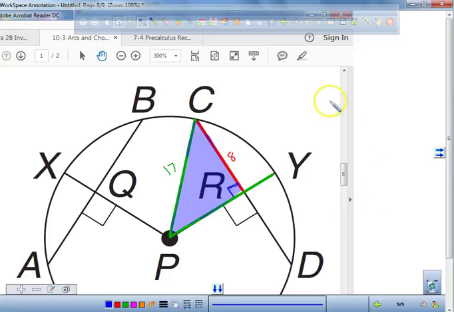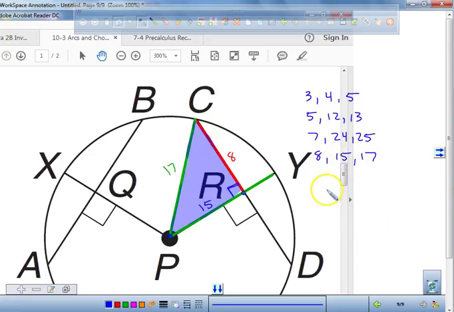Okay? Now, by the way, we didn't have to use the calculator because that's a Pythagorean triple. What are the most common Pythagorean triples? A 3, 4, 5. You have a 5, 12, 13. You have a 7, 24, 25, and an 8, 15, 17. So this is an 8, 15, 17 right triangle. These are the most common Pythagorean triples.